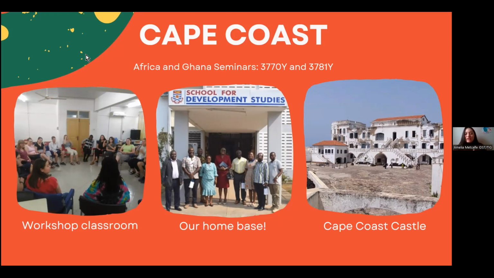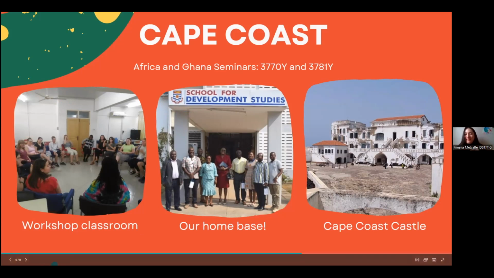And then here we just have pictures of one of the classrooms, one of the bigger ones we'd use for workshop days. So you can see all of us sitting in the circle. And then there's a picture outside of the development studies office and some of the professors. And then there's a photo of Cape Coast Castle, which is one of our other excursions. And this is where a lot of the slave trade occurred in Ghana. So it's a very sobering experience, but we do get this historical perspective on colonialism that I think is so essential, especially in international development studies.